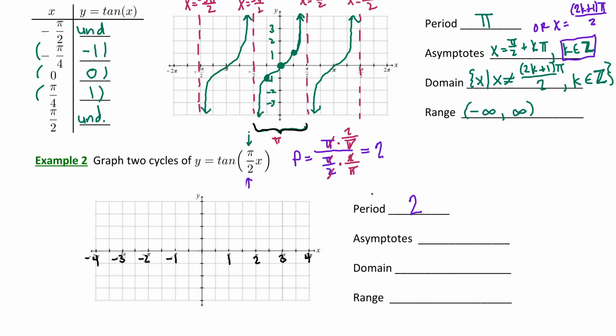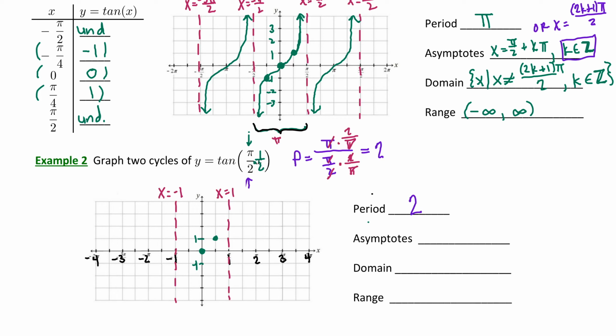Then the first asymptote will occur at x equals negative 1, and the second one at x equals 1. So I'm going to go ahead and label the equations of those asymptotes, x equals negative 1 and x equals 1. Now, if x is equal to 0, tangent of 0 is 0. So this tangent curve is going to cross both axes at the origin. Now, if x is equal to, let's say, 1/2, pi over 2 times 1/2 is pi over 4, and tangent of pi over 4 is 1. So when x is equal to 1/2, tangent is equal to 1.